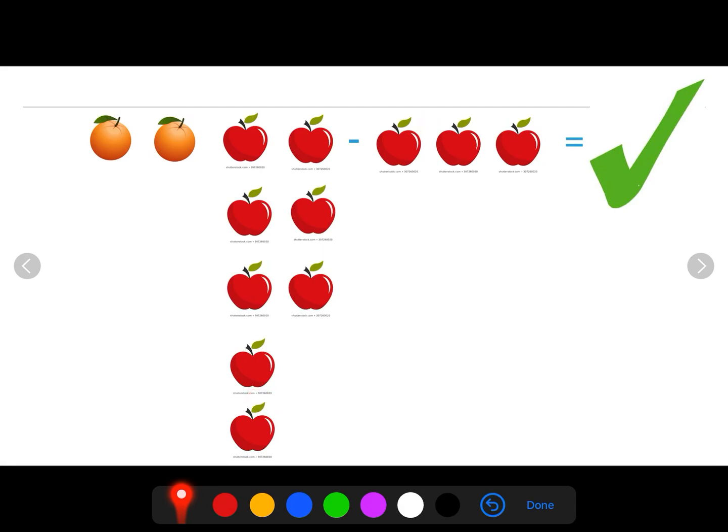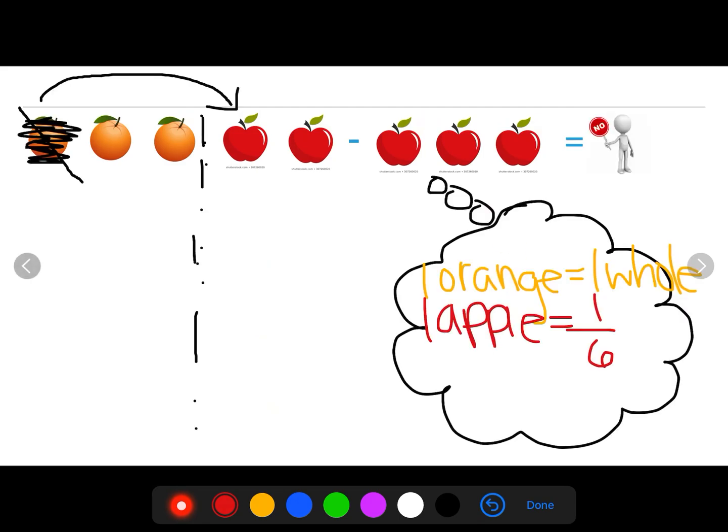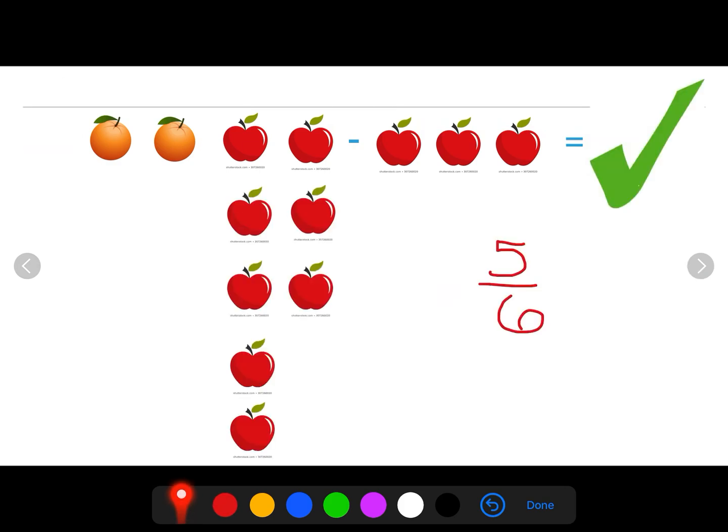Now can I subtract? I most certainly can. I now have 8 apples and I'm going to take away 3 apples. So I know that I have 5 apples left, or 5/6, because remember, each apple represents 1/6. And I have 1, 2 oranges left, so I have 2 wholes.